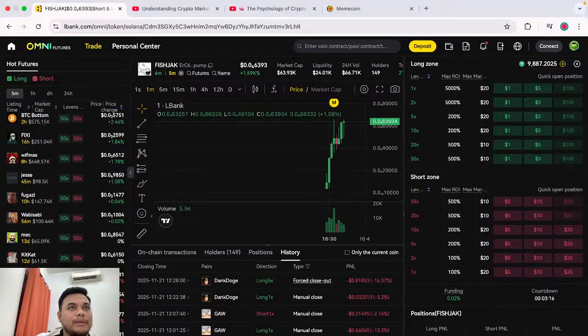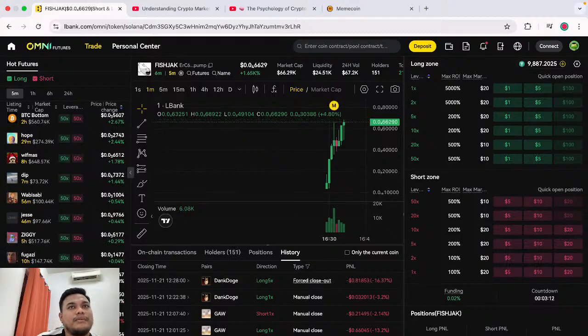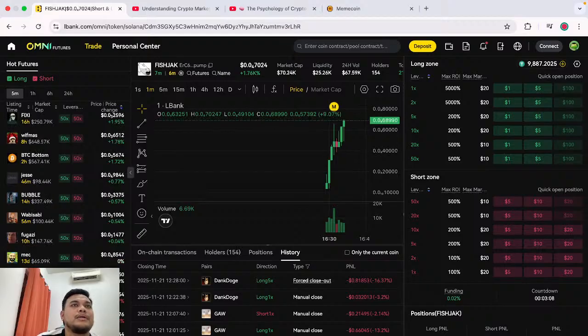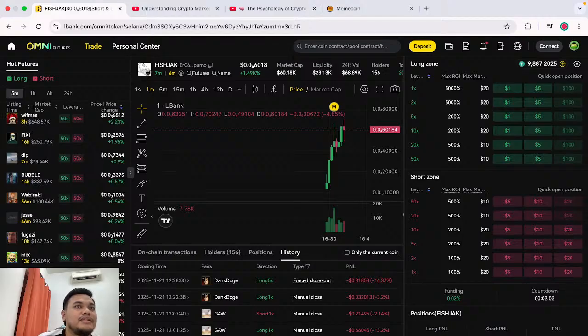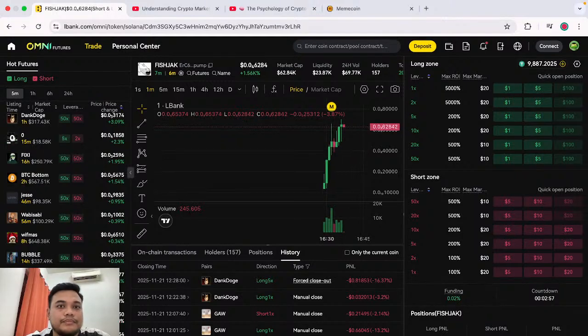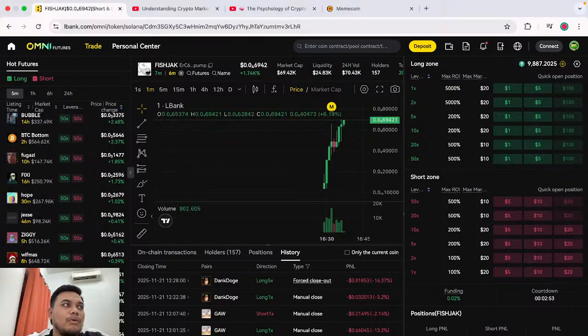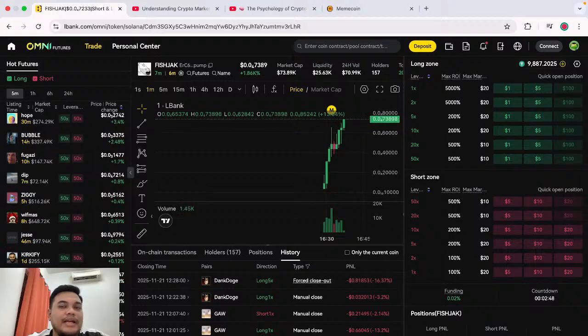Before a pump, volume increases quietly while price barely moves. This is often whales accumulating in anticipation of narrative hype. Advanced traders spot this accumulation phase and prepare before the explosion begins. Okay, so I'm going to talk with you guys more about whales in the next few minutes.